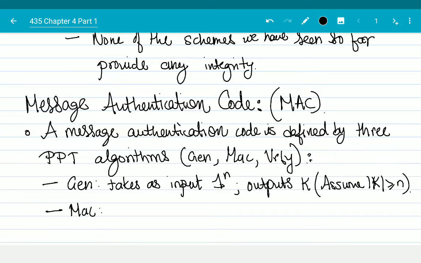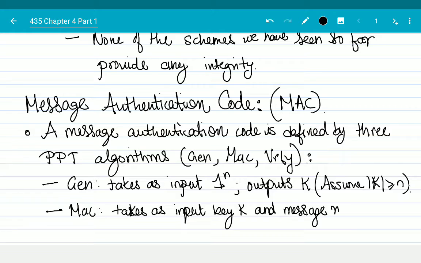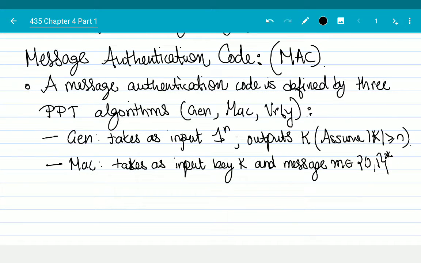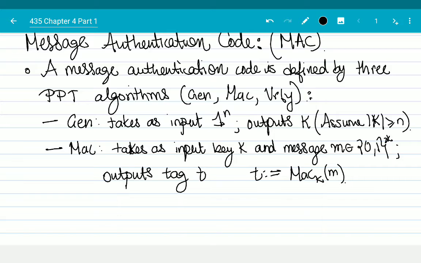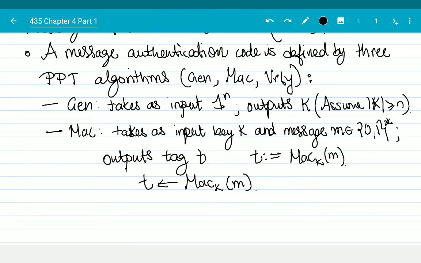What does MAC do? MAC takes as input a key k and a message m, which is some length, {0,1}*. It could be any length, not necessarily the same length as the key. And it outputs a tag t, which we define to be t = MAC_k(m). If it is deterministic, then it is written with an equal sign. Otherwise, if it's non-deterministic, it will generally be written with our conventional arrow.